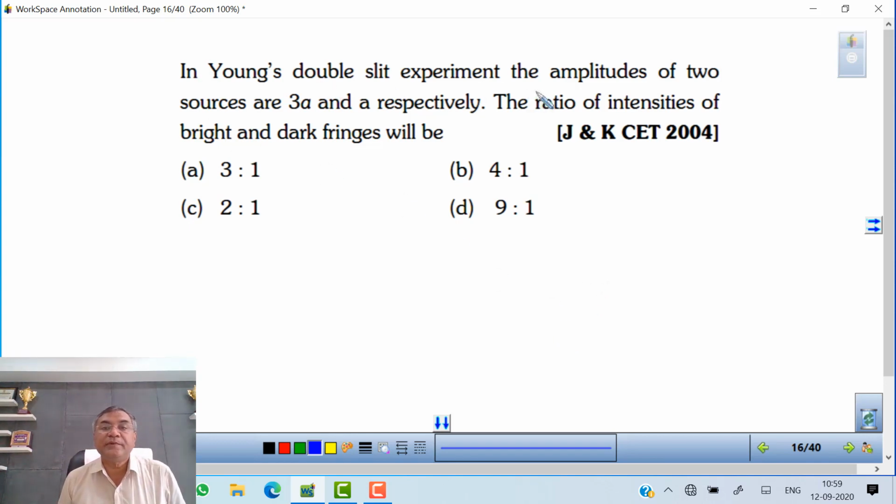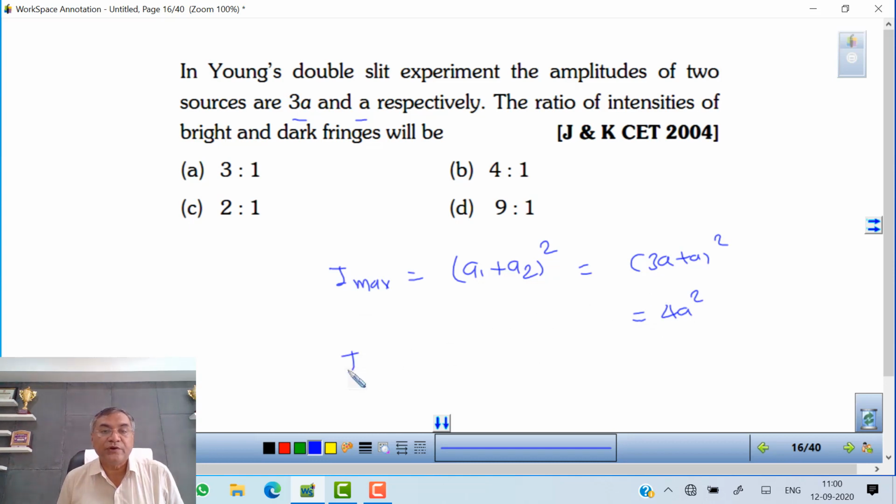In double slit experiment, the amplitudes of two sources are 2A and A respectively. The ratio of the intensity of the bright and dark fringe will be? તો આગળનો જે પ્રોબ્લેમ હતો એના જેવો થયો. Intensity maximum is equal to (A1 + A2) whole square, so I have to square it. Yes, square કરવું પડશે. So what is A1? That is 2A plus A, so 3A, its square, so it is 9A square. And for minimum, subtraction કરવું પડશે. So I minimum is equal to (A1 minus A2) square.